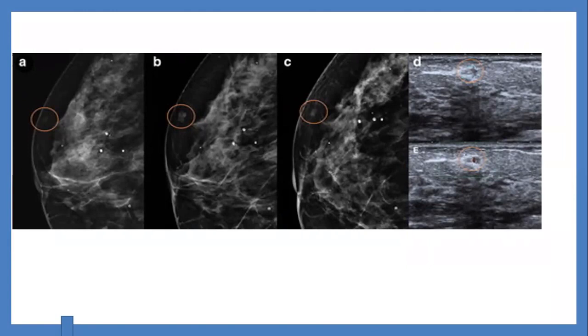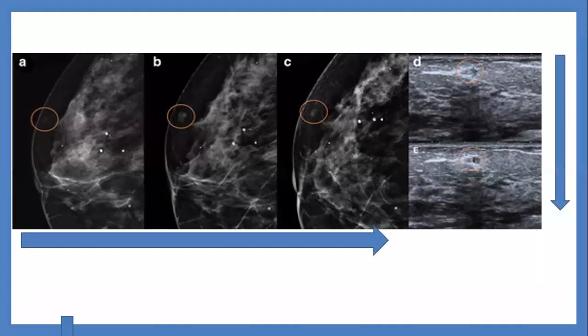Intramammary lymph node. What do you think about this intramammary? You have many mammograms here. First of all, I want to know the sequence of this mammogram, from A to C. Now you can know the sequences by the arrow. So the earlier one is A.